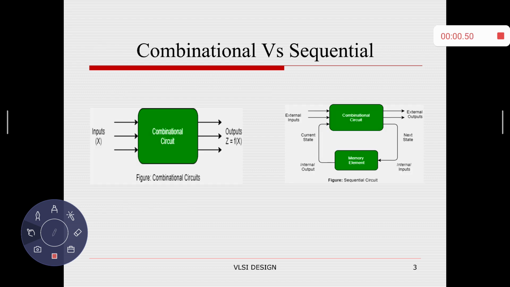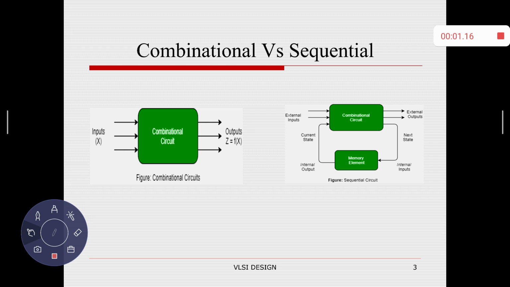So the first slide explains the very basic difference between combination and sequential logic circuits. Basically, a combination logic circuit is the interconnecting of different logic gates like basic gates, AND gate, OR gate, and NOT gate, and universal gates. Combination means the interconnecting of these logic gates to perform operations on digital signals.